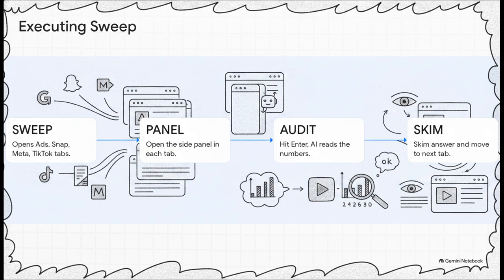So how do we actually do this? First, you press that sweep key. Instantly, Google Ads, Snapchat, Meta, and TikTok all open perfectly in 4 separate tabs. Second, you go to each tab and press the panel key to open Claude. Third, tap your audit prompt key, hit Enter, and let the AI read the numbers straight off the screen. Finally, you just skim the summary and move to the next tab. Seriously, in under 5 minutes, you've completely audited your entire ad spend.